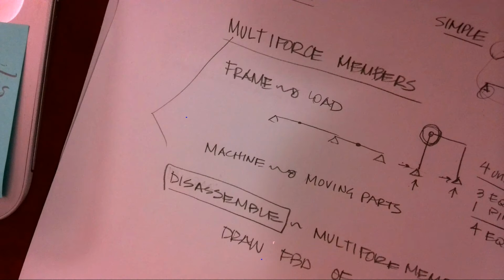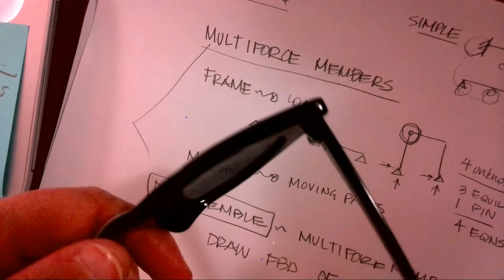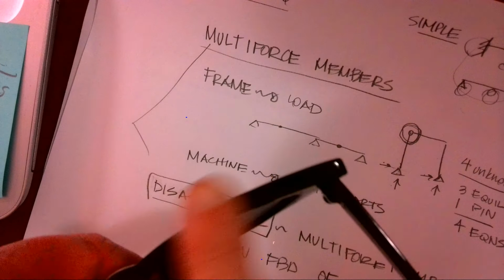Okay, I've got a couple more things. Let me grab these. So, my daughter's sunglasses. How is the arm of the sunglasses put onto the front part of the frame?